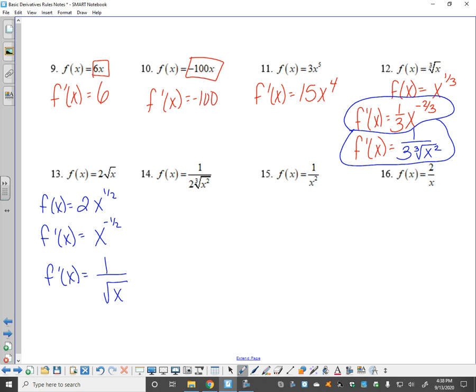And I think I did a video on powers for this very reason before school started. So if you're iffy on this moving the negative exponents and power over root, feel free to go back and watch that video. Okay, number 14.